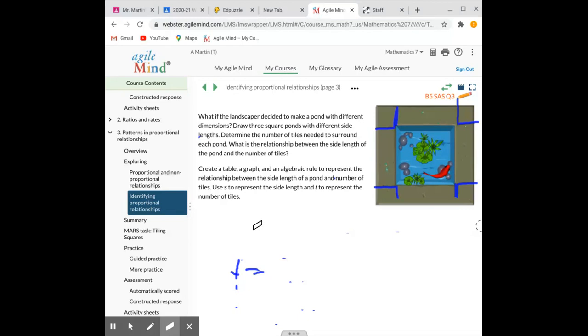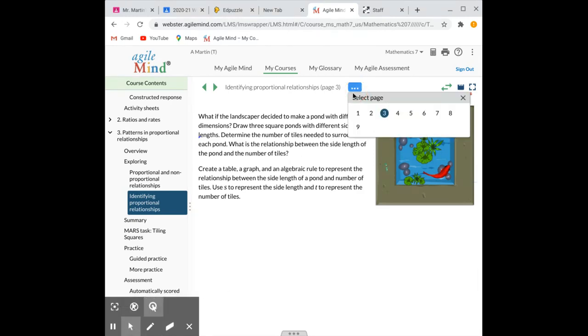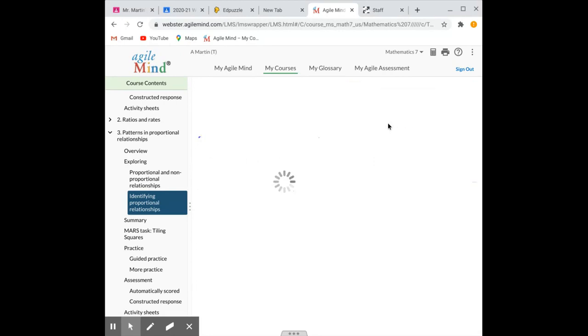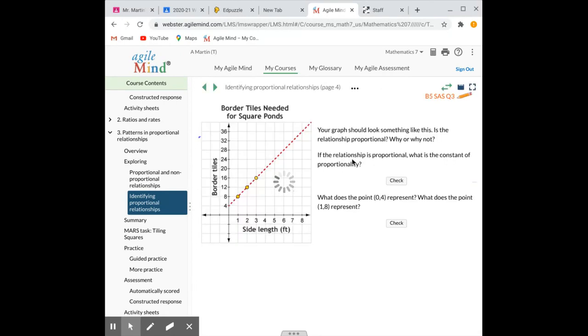It said create a table, a graph, and an algebraic rule to represent the number of tiles. Well, we came up with the algebraic rule. So think about a table, and how it would work. So first thing we're going to do is look at a graph. It says your graph should look something similar to this.